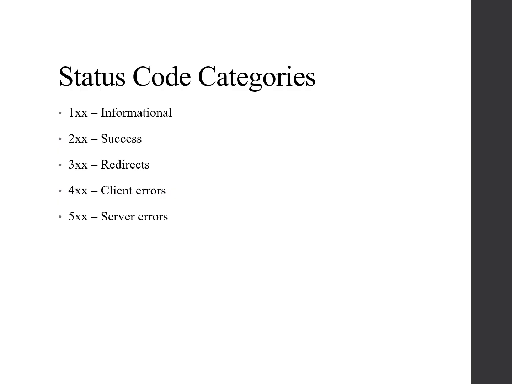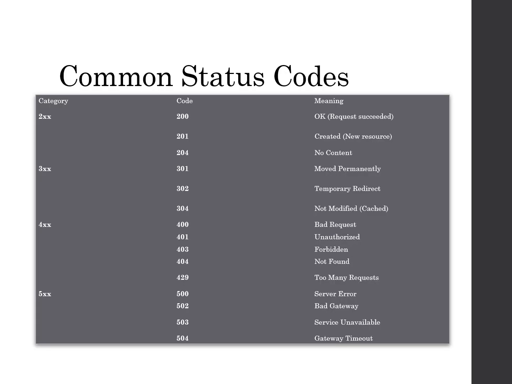200 level are going to be for success. 300 level are for redirects, which we've seen if you go to one website and it sends you to another. 400 are going to be client level errors, which are your errors, you experience them. And 500 level errors are going to be server errors, or issues with the web server itself.